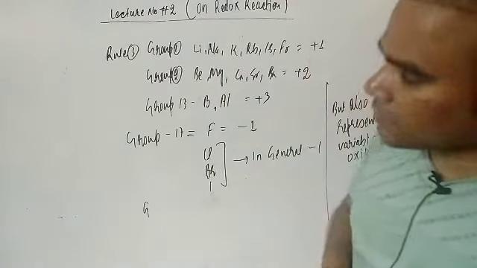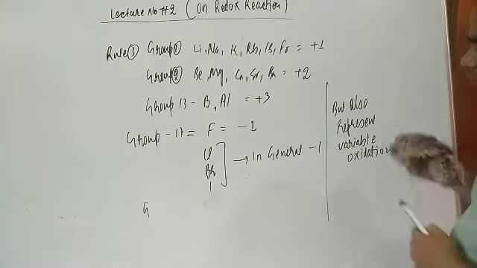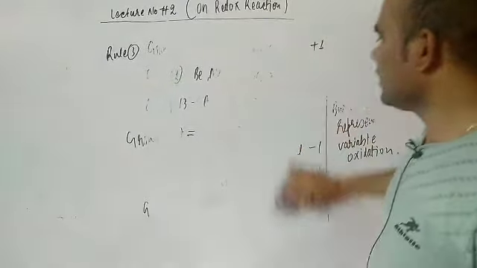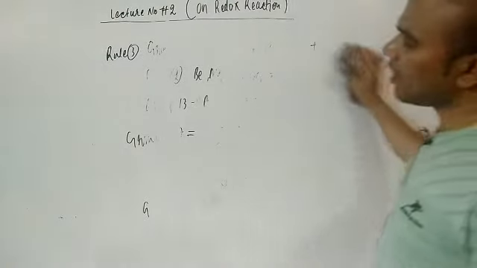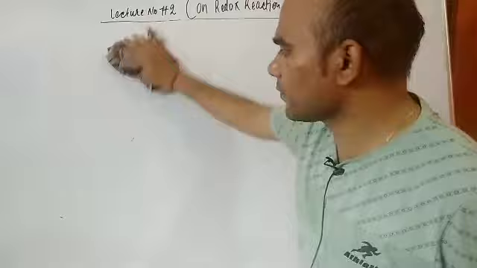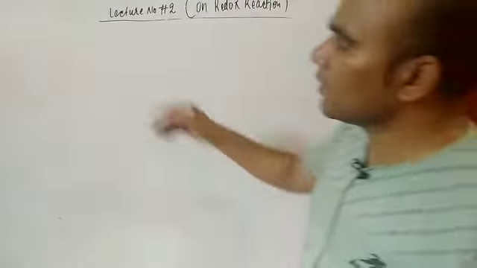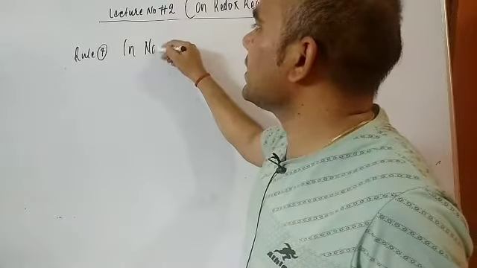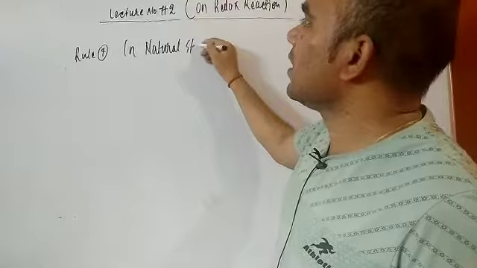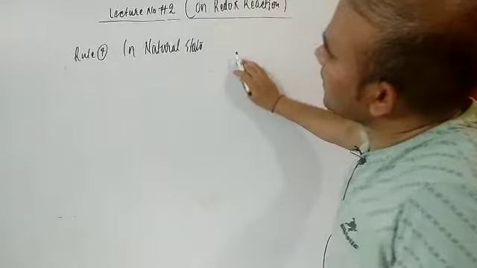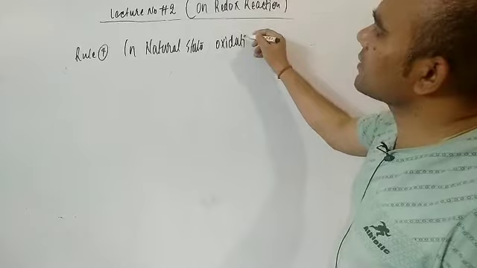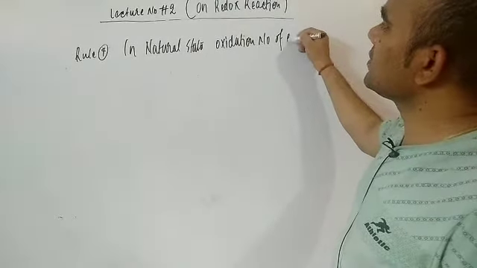So this is the next rule, rule number 4, students. Rule number 4 is for the free state. In the free state or natural state, the oxidation number is always 0. So let us have a look at rule number 4. Natural state means, in the natural state, the oxidation number of an element is 0.